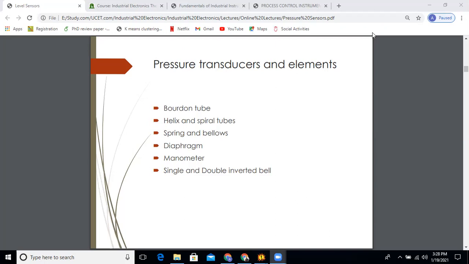pressure. For example, different transducers and elements have been used: Bourdon tube, helix and spiral tubes, spring and bellows, diaphragm, manometer, single and double inverted bells. And these are the different pressure transducers which we use in the measurement of pressure quantities.